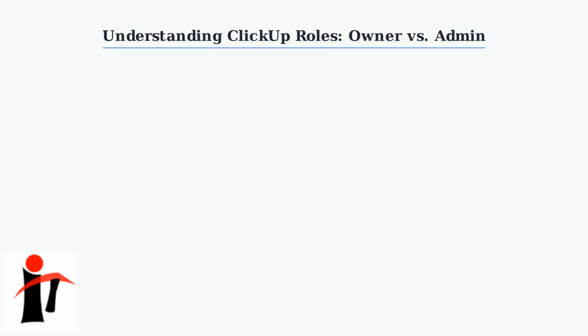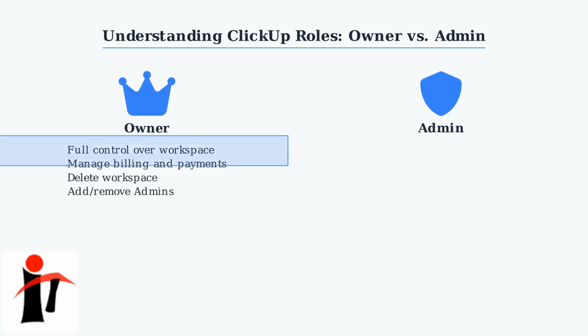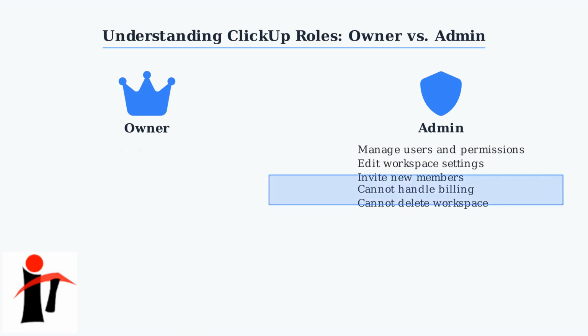It's important to understand the difference between an owner and an admin in ClickUp. The owner has ultimate authority over the workspace, while the admin focuses on operational management. The owner possesses full control over the ClickUp workspace. This includes managing billing and payment details, deleting the entire workspace if needed, and having the authority to add or remove admins. In contrast, the admin role is designed for day-to-day workspace management.